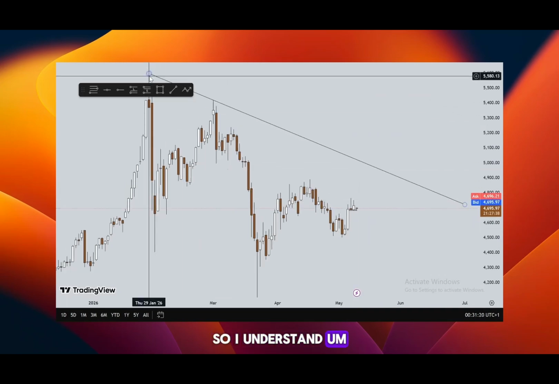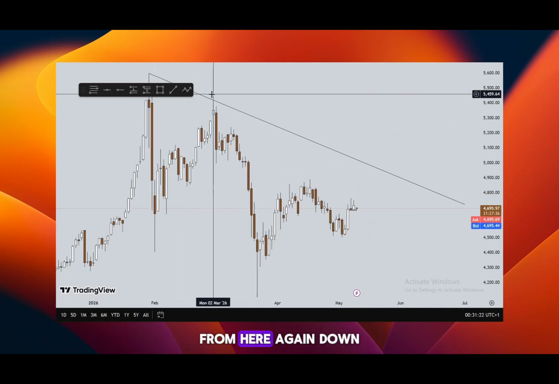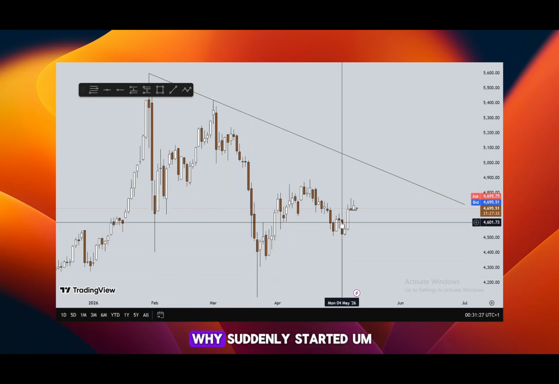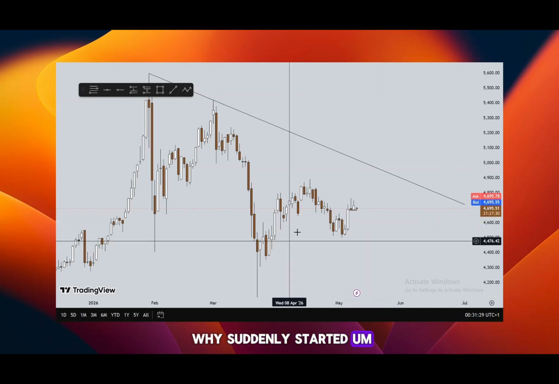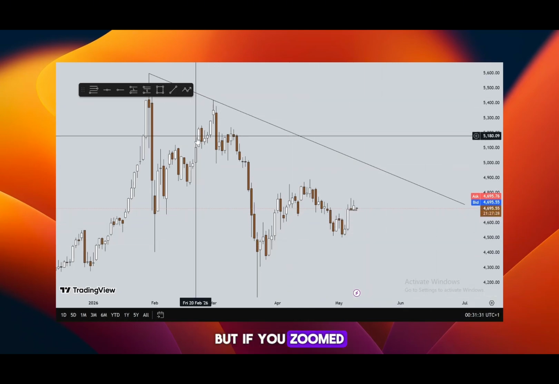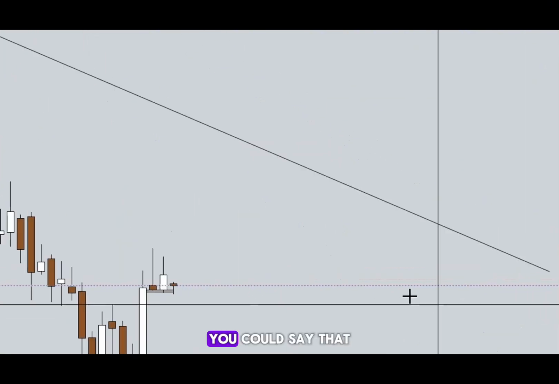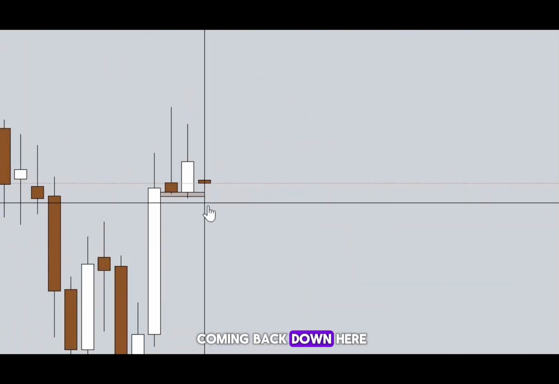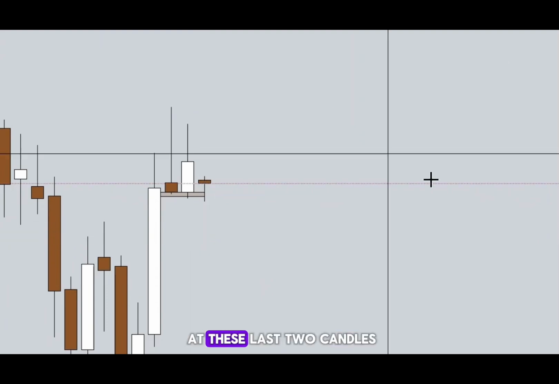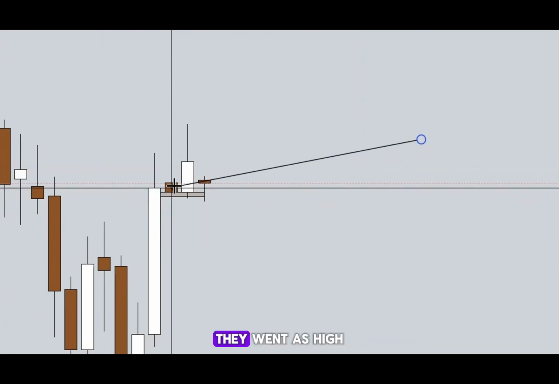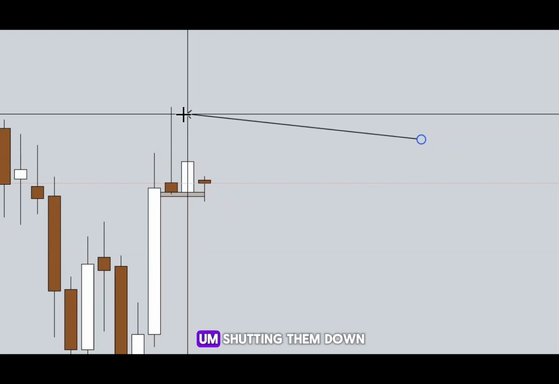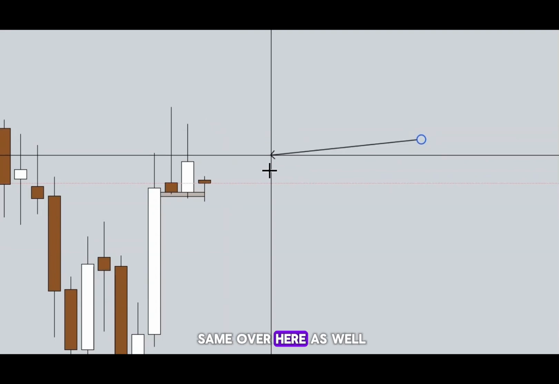I understand the structure from here down, from here again down. I understand here going down, but I don't understand why it suddenly started going up. But if you zoom into the actual piece, you could say the market is probably coming back down, because if you look at these last two candles, they went as high as this, but the bears kept shutting them down. Same over here as well.